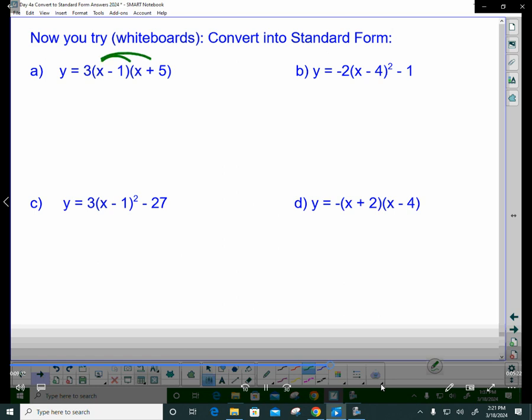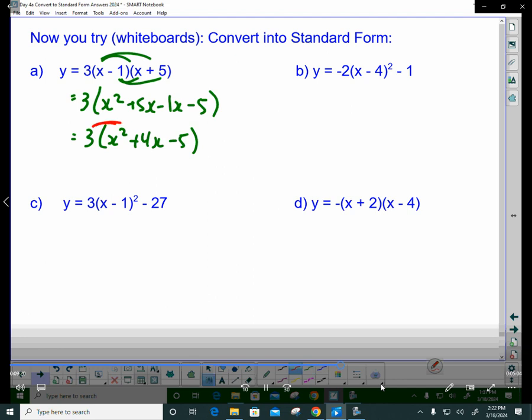Okay, so I'm going to do these really quickly. So I'm just going to rainbow these. You've had a chance to try them. So I'm rainbowing them inside here. X times x is x squared. X times 5 is 5x. Negative 1 times x is negative 1x. And minus 5 at the end. Collect like terms and I get 4x in there. Then I'm going to rainbow the 3. So 3 times x squared is 3x squared plus 12x minus 15.